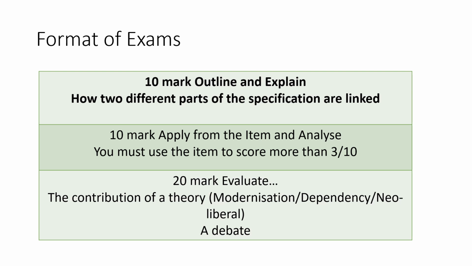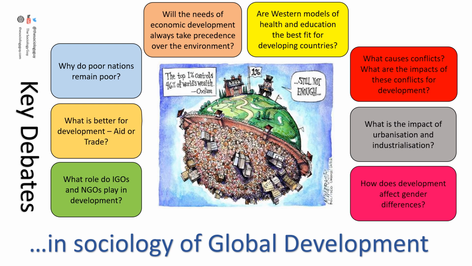As well as contribution of a theory, you could also get a contribution of an agency, so something like an IGO, an NGO, or a TNC to the role of development. Just looking at some of the debates, there's quite a few there. One of the debates which has been asked already is: why do poor nations remain poor? It seems like it's a Marxist kind of argument, a dependency theorist argument, but also you can look at neoliberalism and you can look at modernization theory or functionalism in there as well.